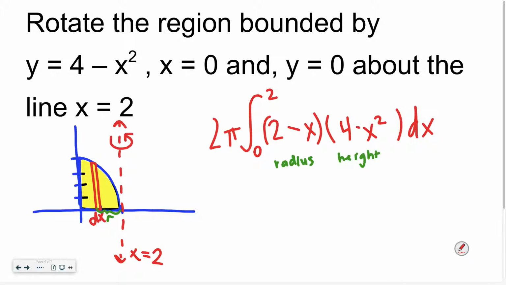Before you punch it into your calculator, are there any questions on how we set this up? Oh, yes. I appreciate your enthusiasm. I got 40 pi over 3. 40 pi over 3? I got the exact same answer.